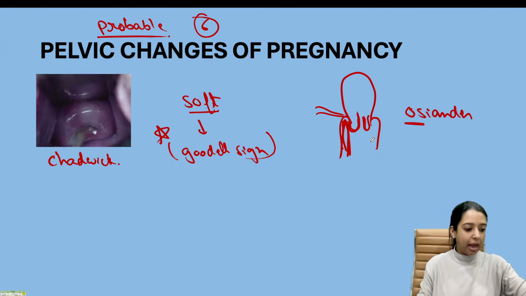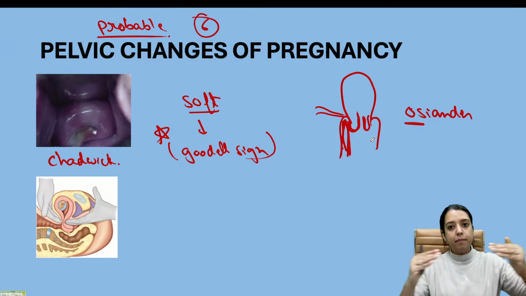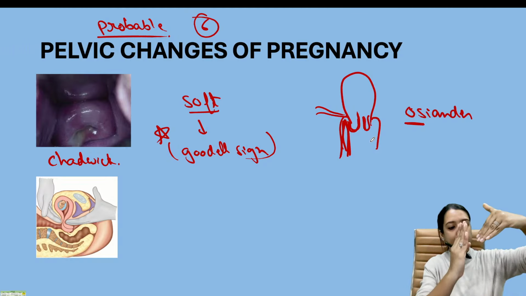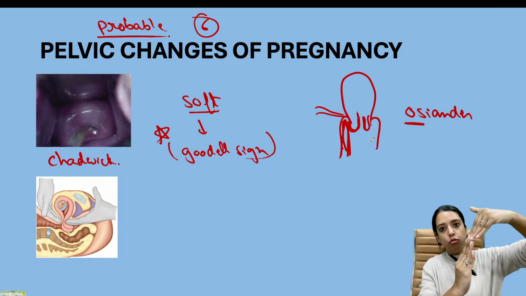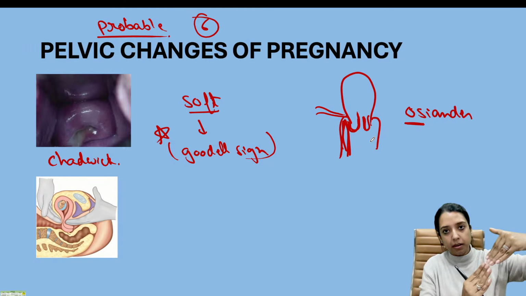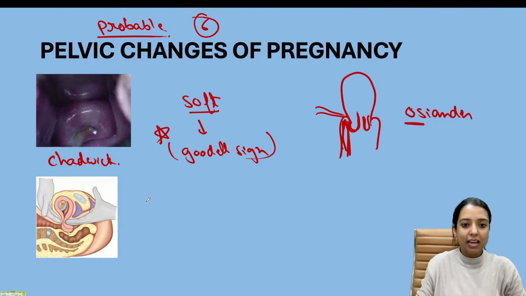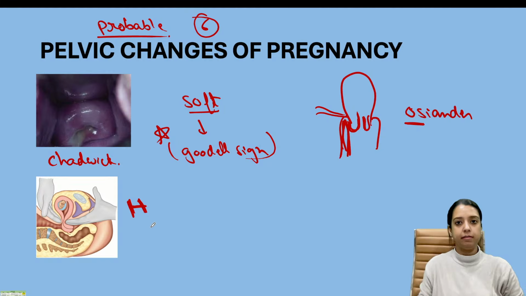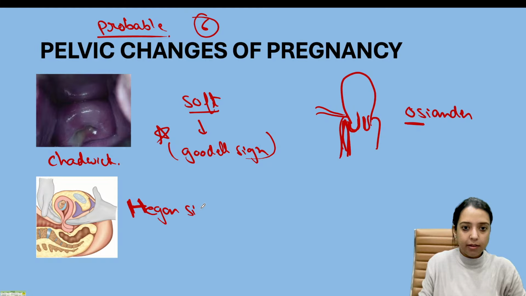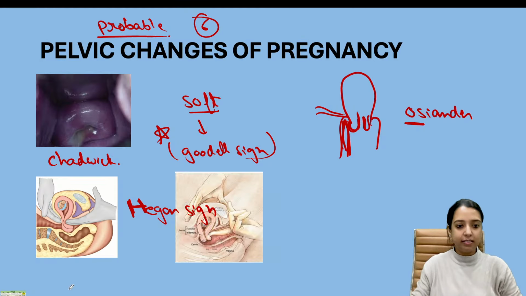Now 3 changes happen in the uterus. The uterus becomes very soft. In a bimanual examination, one finger goes through the vagina, one finger comes through the abdomen, and they approximate in between. I can't approximate them in the upper segment because of the baby, nor in the lower segment because of the cervix, but in the middle my fingers will approximate, just like the letter H. Imagine these are my 2 hands approximating in between. Hegar sign. Whenever you see H, remember it is approximation in the middle.